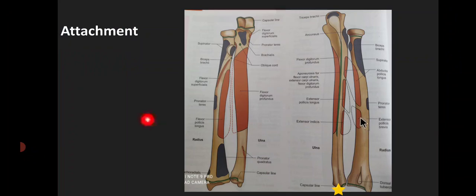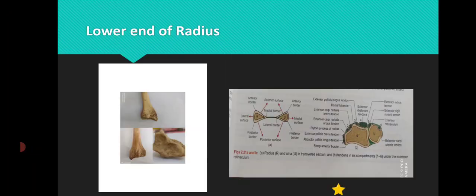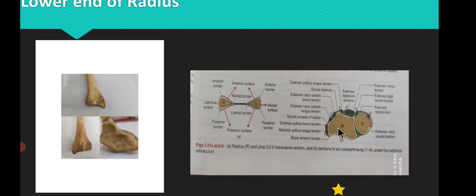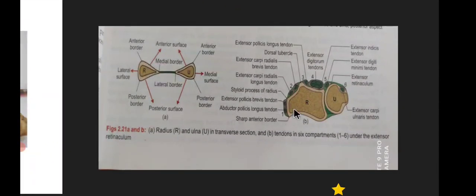Now moving towards the attachments on the lower end. As I have already told, the dorsal tubercle of Lister is related with various tendons, and due to this it shows various compartments. This is the dorsal tubercle of Lister. The lateral part of the dorsal tubercle of Lister lodges two tendons, that is the extensor carpi radialis longus and extensor carpi radialis brevis tendon on the lateral side.